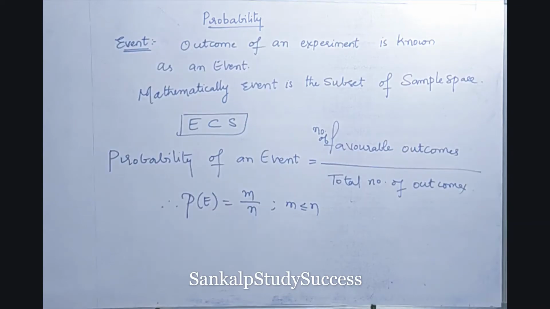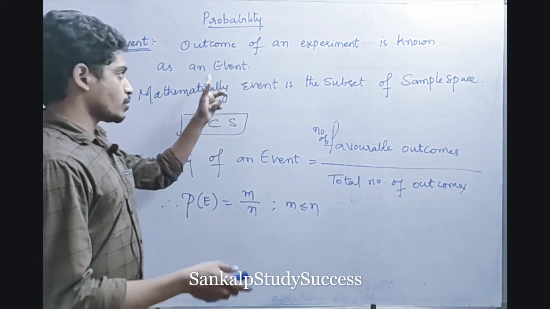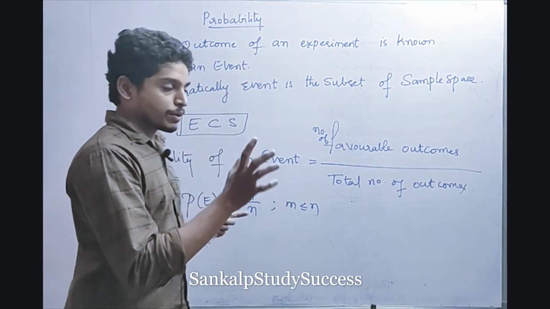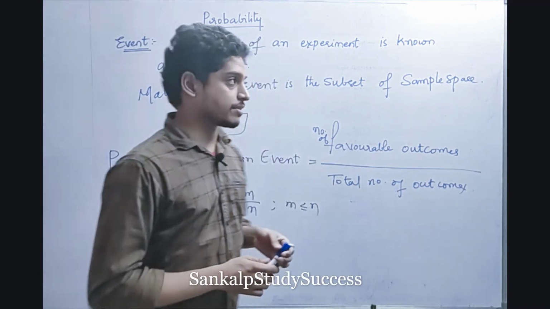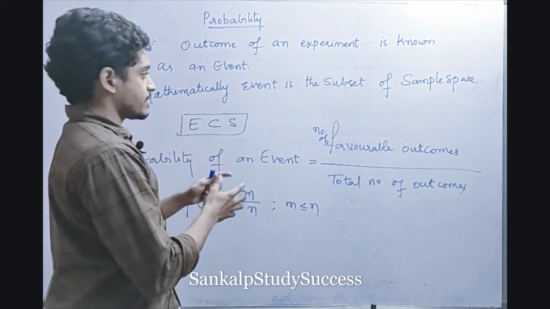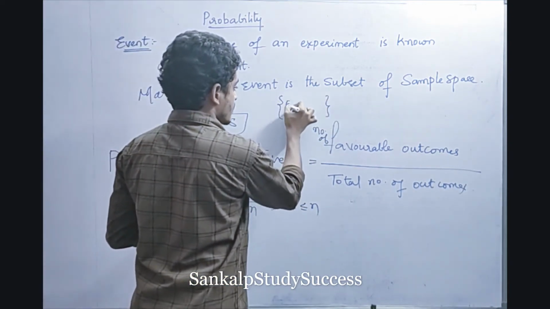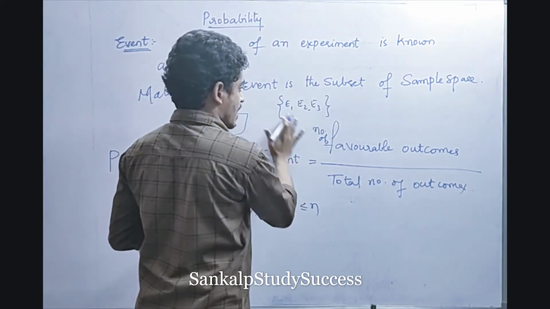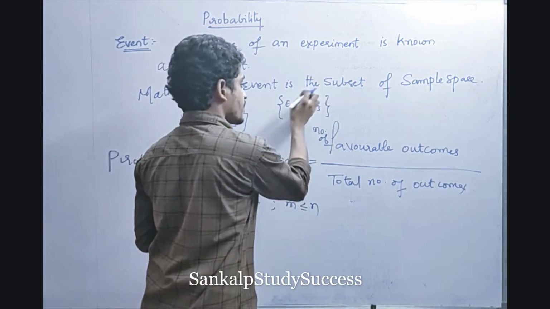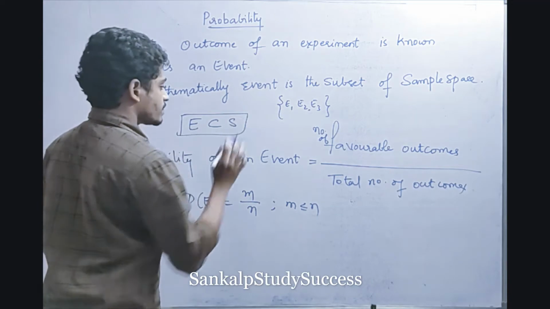Next one. Okay friends, now a very important definition, event. What is an event? Outcome of an experiment is known as an event. Whatever output is got from the random experiment, that particular output is called an event. All these events we keep in the sample space. This sample space consists of all types of events. In set format, every event is a subset of the sample space.